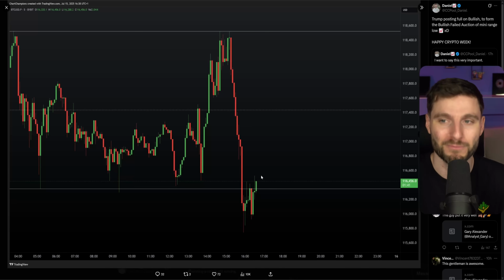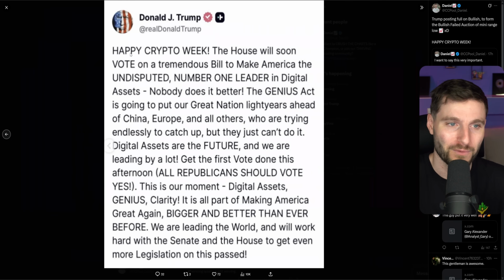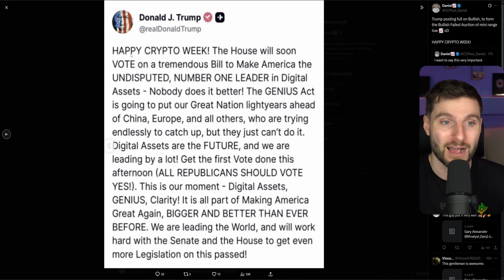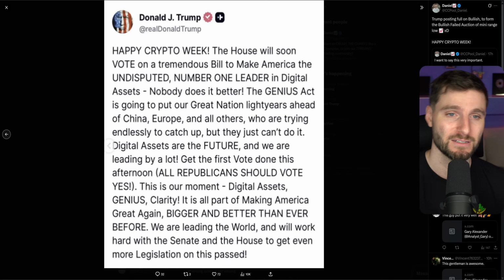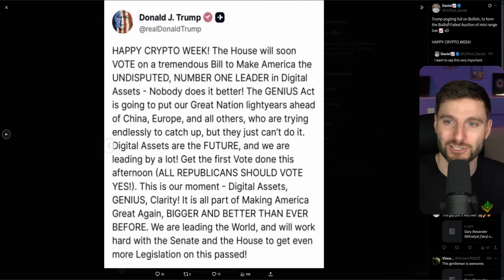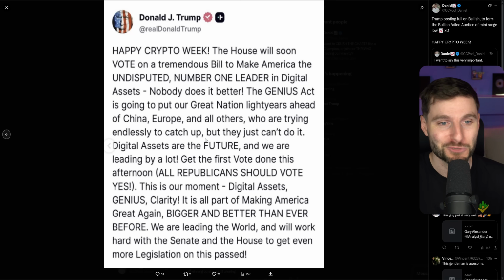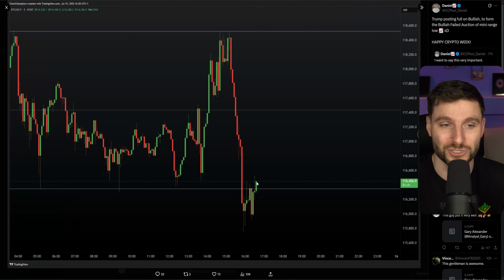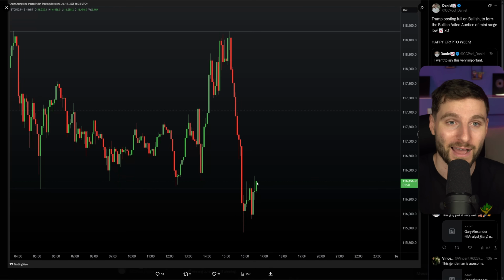And here you had Trump confluence, as we like to call it, with Trump doing a happy crypto week tweet. So, this is considered a bullish tweet. It is positive, and the market, generally speaking, will react positively to these types of things. And so it was kind of funny. I posted here, Trump posting full on bullish as we're trying to actually get a bullish failed auction trade set up. So, that kind of went hand in hand.